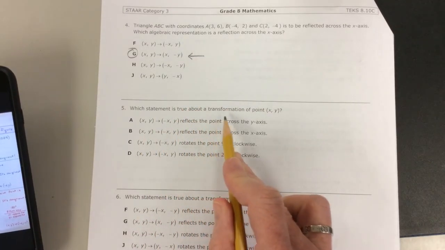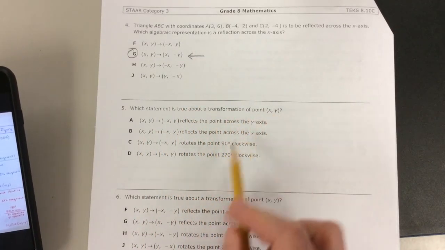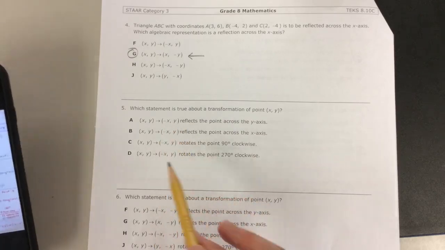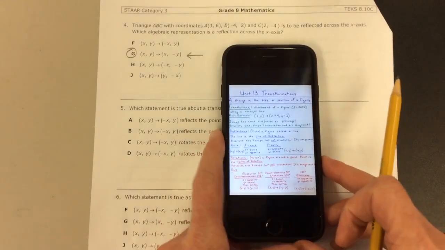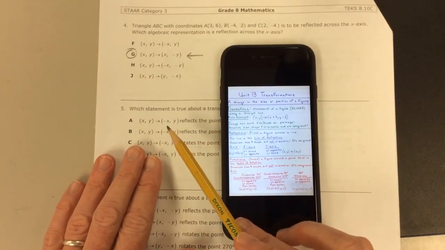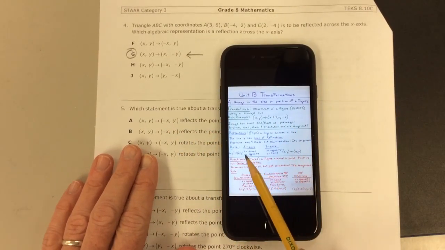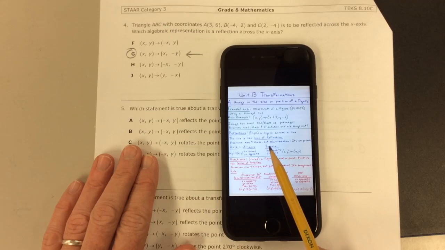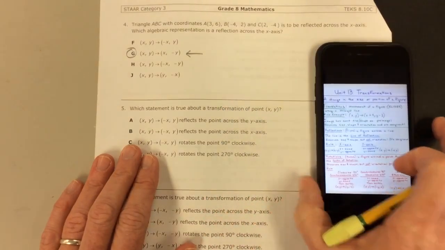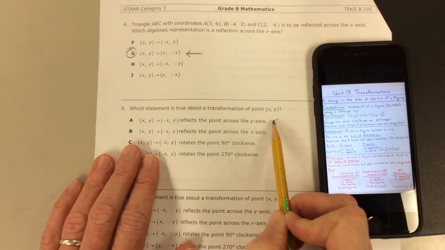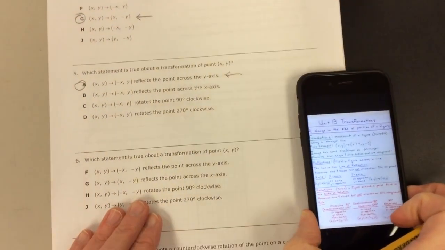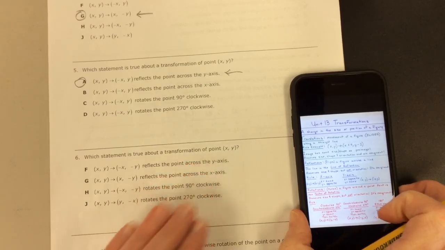What statement is true about a transformation of point (x, y)? Okay, they just want you to tell you which rule is correct here. Which one looks like this? Negative x, y. That's a positive x. There's a negative x, y reflected across the y-axis. A.